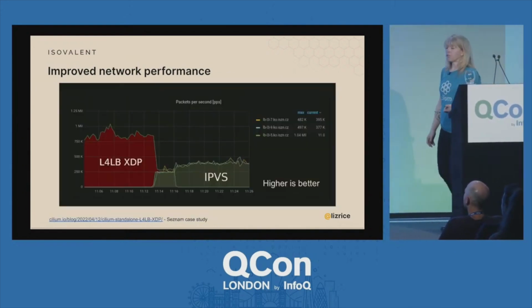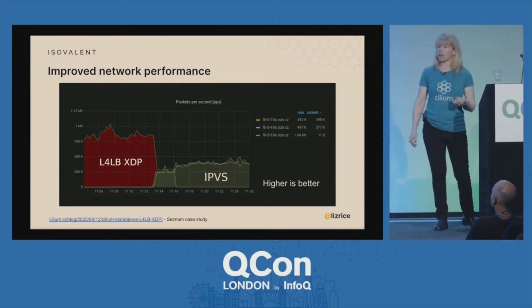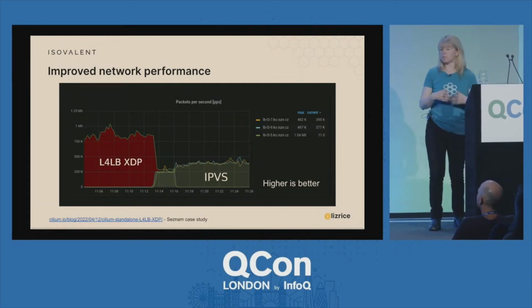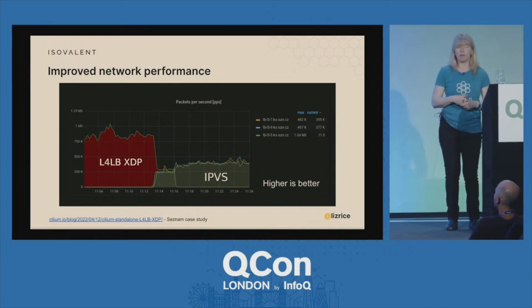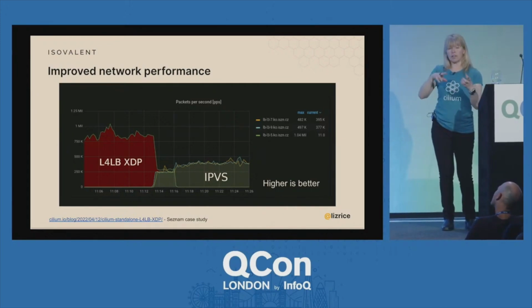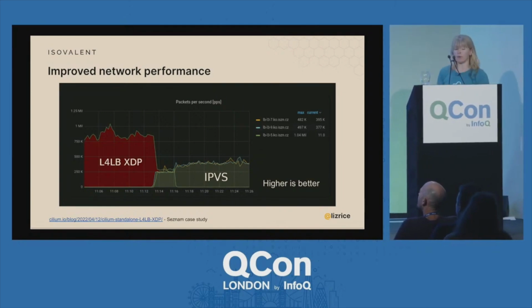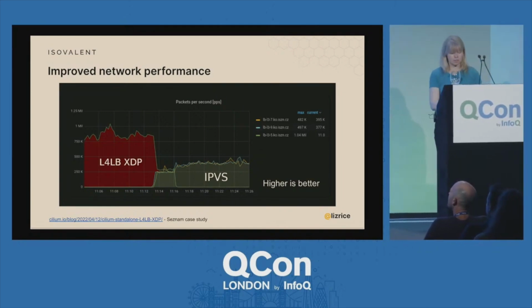Another example of improved network performance, this is a company called Cesnet. They replaced their IPVS-based load balancer with an XDP load balancer. You can see this is where they did a performance test and then switched the IPVS one back on again and got much better throughput with XDP processing.